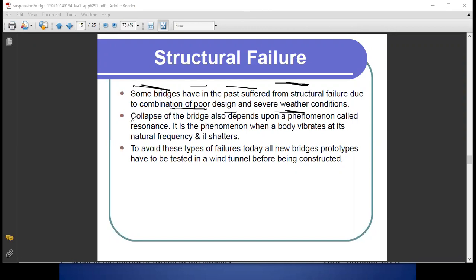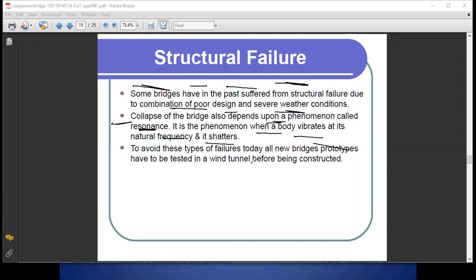So collapse of the bridge also depends upon the phenomenon called resonance. Okay, repetitive loading. It is the phenomenon when the body vibrates at its natural frequency and it shatters, right? So this is one of the reasons for the failure of bridges. To avoid this type of failure, we use new bridge prototypes which have been tested in the wind tunnel before being constructed.